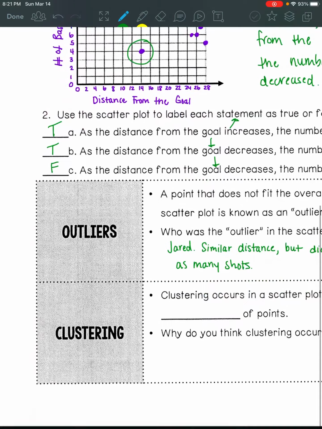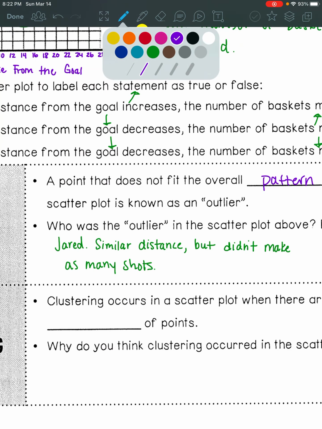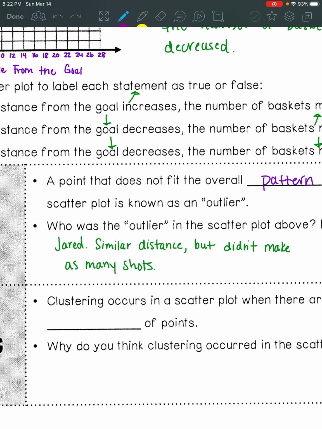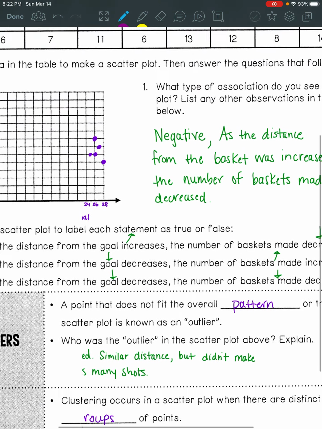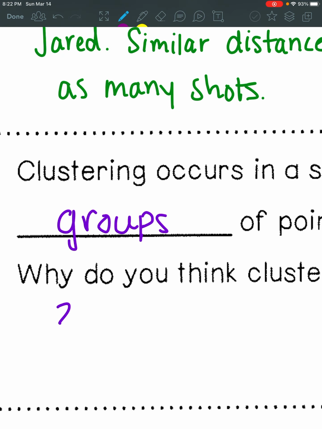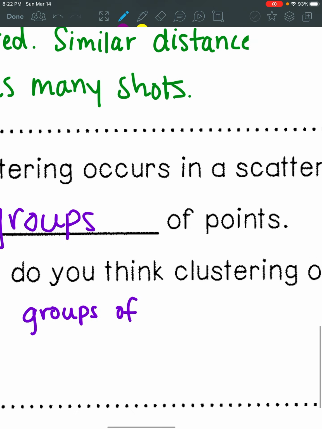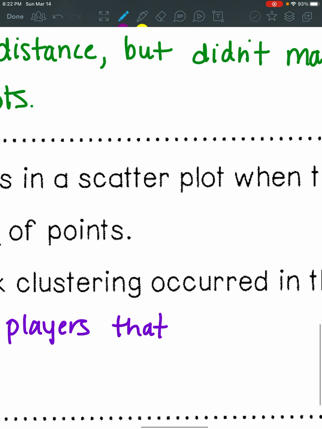And then the last vocabulary word here is clustering. So clustering occurs in a scatter plot when there are groups of points together. And why do you think clustering occurred in this scatter plot above? Well, we kind of talked about that. We talked about there are two groups of players that chose similar distances from the basket.